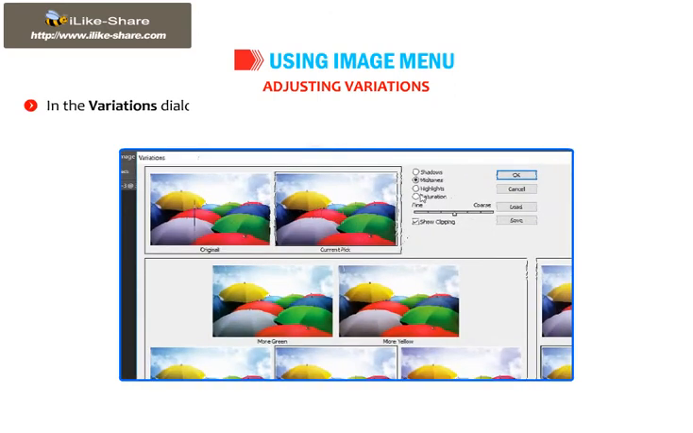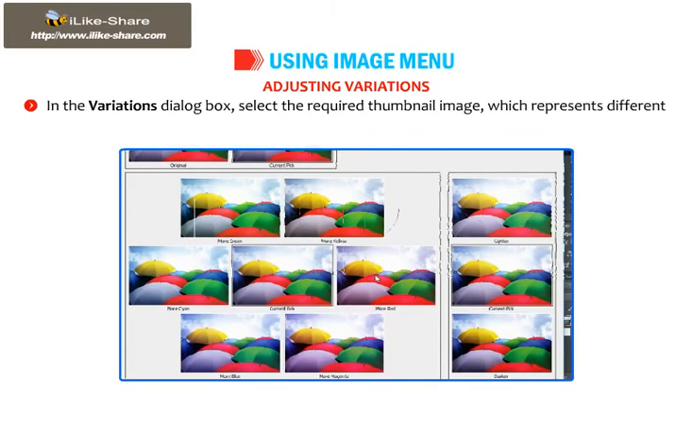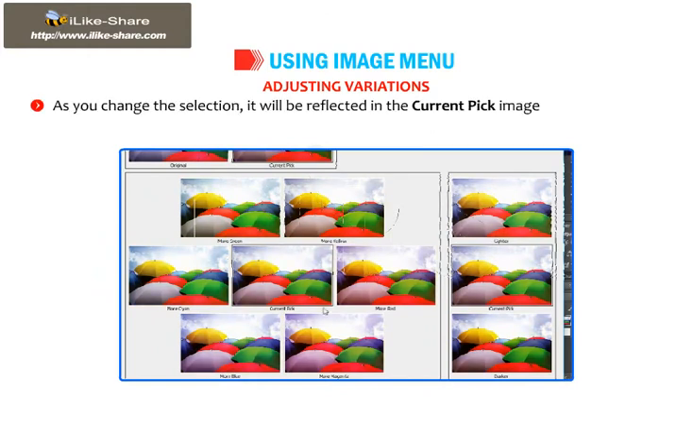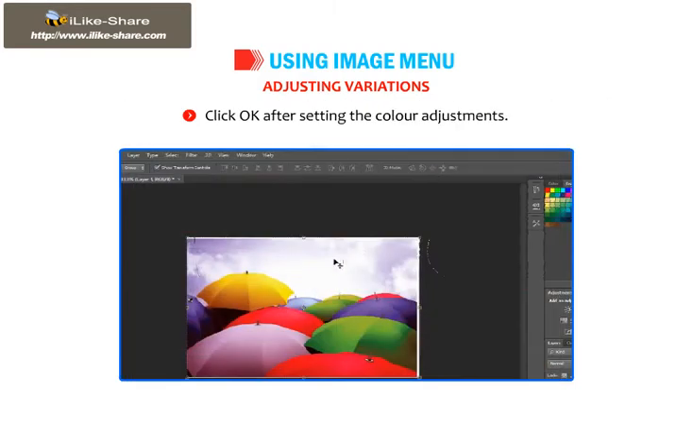In the Variations dialog box, select the required thumbnail image which represents different color effect. As you change the selection, it will be reflected in the current pick image on the top of the Variation dialog box. Click OK after setting the color adjustments. Observe the change in effects.